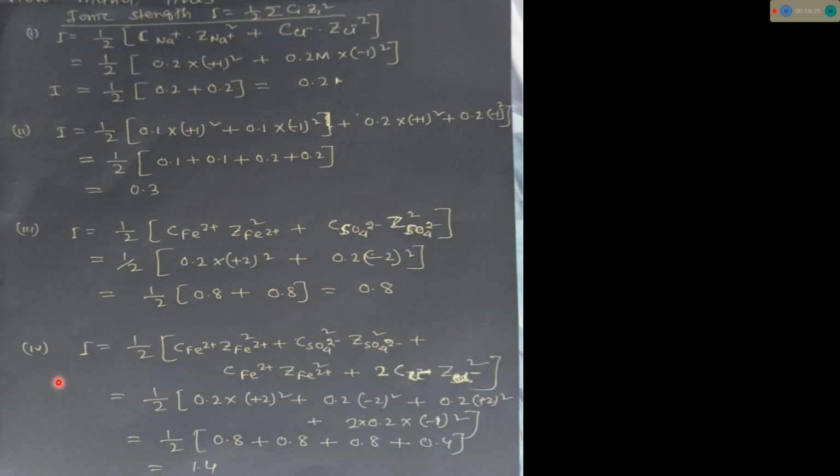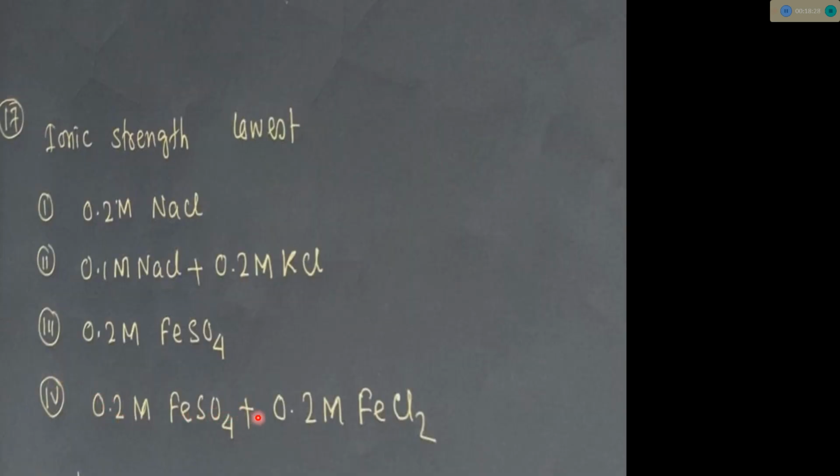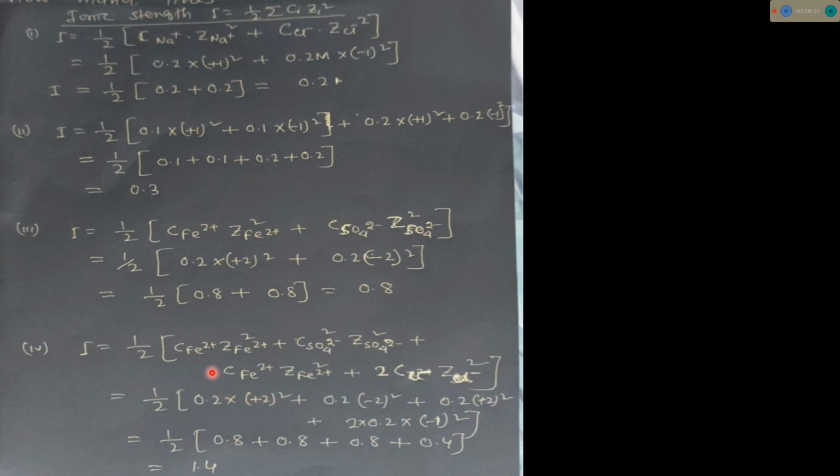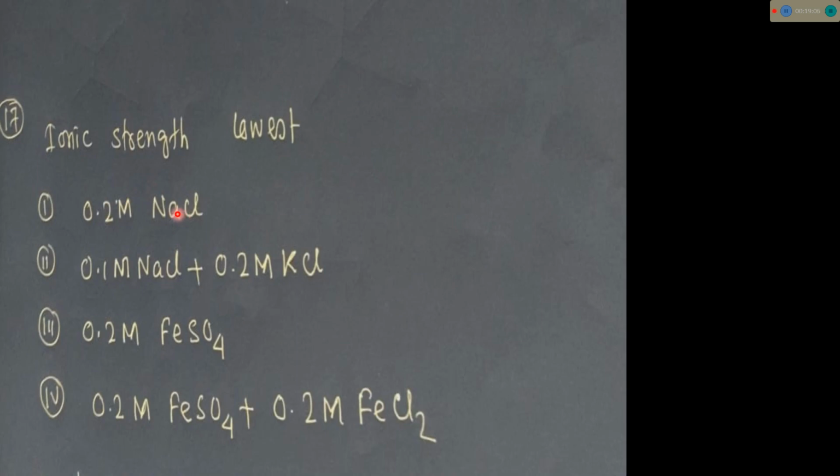In case 4 there are 0.2 molar FeSO4 and 0.2 molar FeCl2. So for Fe2 plus concentration and charge, SO4 2 minus concentration and charge, and for the second part FeCl2 concentration and charge, since there are 2 Cl, we multiply 2 into the concentration of Cl minus and charge of Cl minus. If we calculate we will get 1.4. So among these 4, the first case, that is 0.2 molar NaCl, has the ionic strength 0.2, which is the lowest.